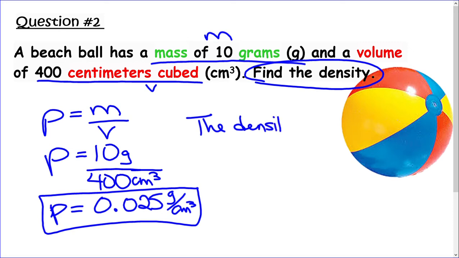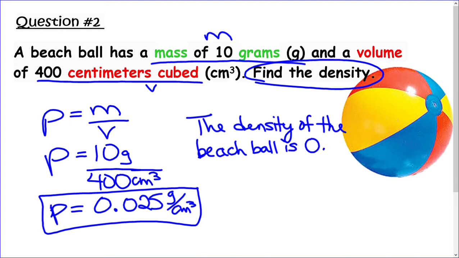of the beach ball is, and then our answer, 0.025 grams per cubic centimeter. So it gives us some sort of context in the question as defining what this density is. Okay, so we've got mass over volume, we've got 10 grams, 400 cubic centimeters, we found our answer, and then at the end of the day it gives us some kind of value to compare it all to.